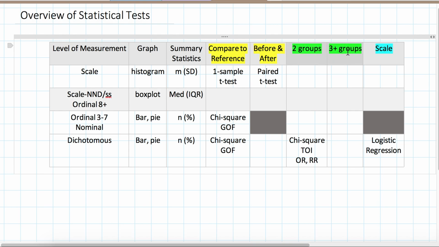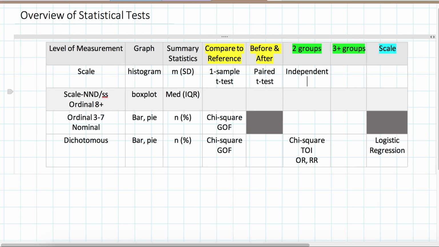Our next couple of tests are also similar to each other, and this first one allows us to evaluate whether two groups have the same average for a particular scale variable. So a good example of this would be whether men and women have the same average cholesterol. We've measured each person once, similar to the one sample t-test. However, we're splitting our sample into two groups. And so what we end up with is something called an independent samples t-test.